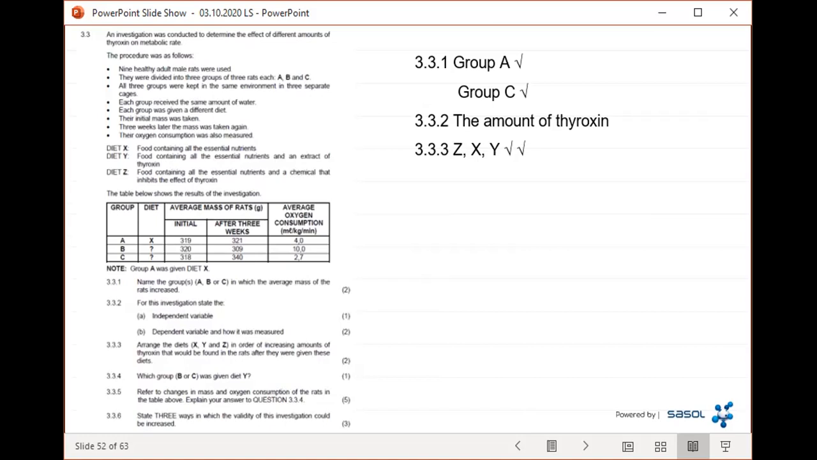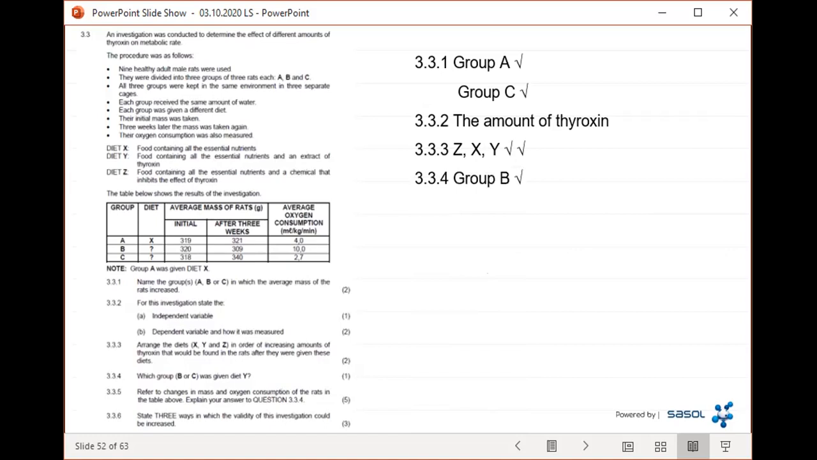Then question 3.3.4, which group, B or C, was given diet Y? So diet Y is a food containing all essential nutrients and an extract of thyroxine. So it would be group B.